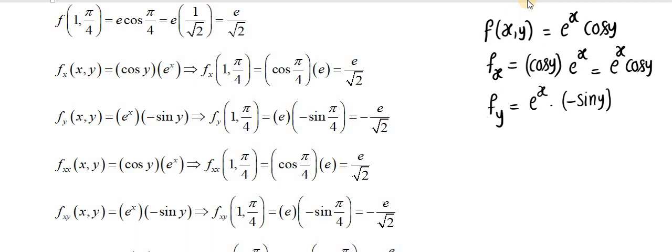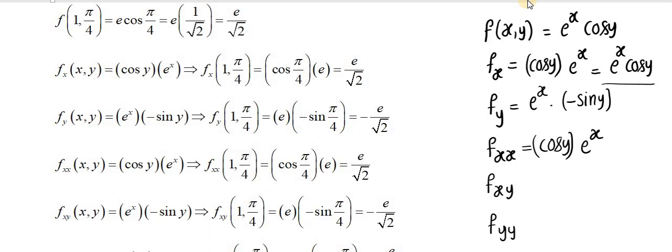Next we are going to find second order partial derivatives. Second order partial derivatives are 3, that is fxx. Next one is fxy. Next one is fyy. First of all, we are going to find out fxx. How we are going to find fxx means differentiate fx with respect to x. So here we are doing partial differentiation with respect to x. That's why cos y is constant. E power x differentiation is e power x only.